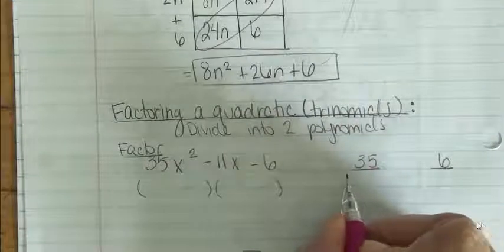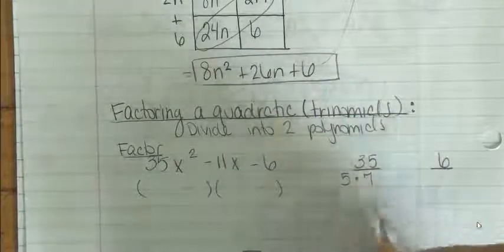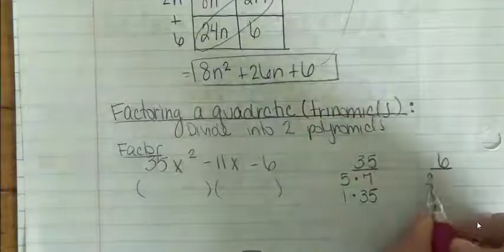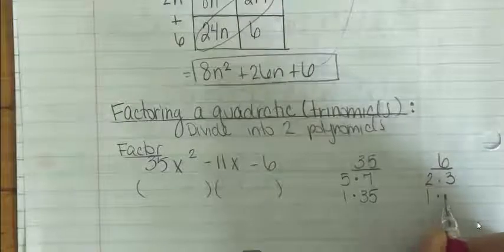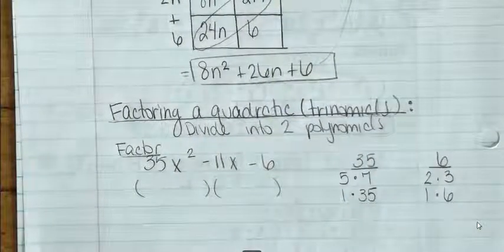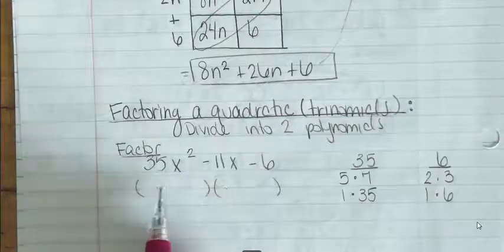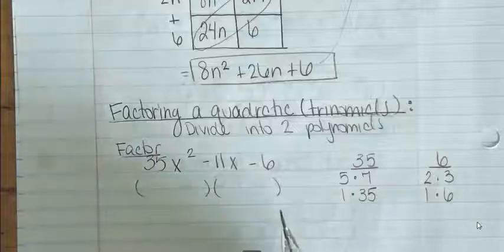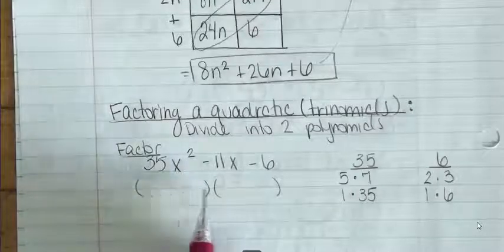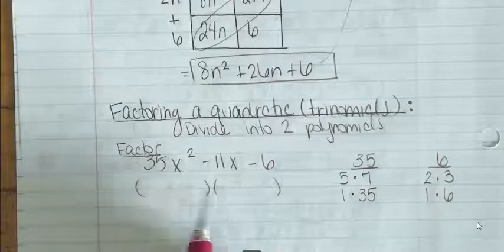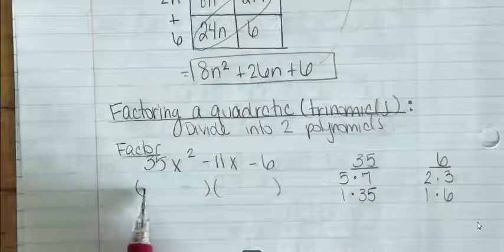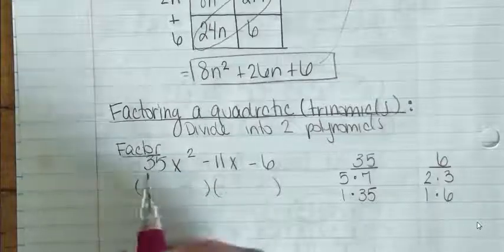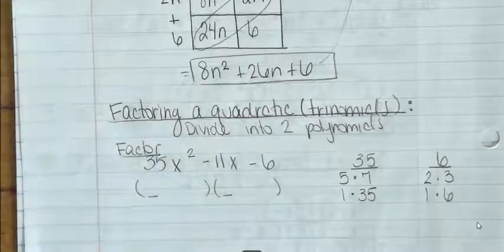So factors of 35 are 5 and 7, and also 1 and 35. I list all of them. Factors of 6 are 2 and 3, and 1 and 6. Now, if you remember, our first terms here have to multiply to give us our first term. So that's FOIL backwards. I need to have either 5 and 7, or 7 and 5, or 1 and 35, or 35 and 1. Those are my first two terms, which make up my F's in the FOIL.